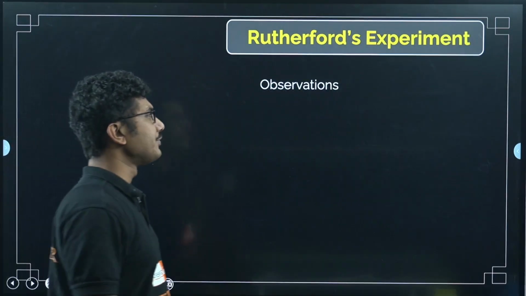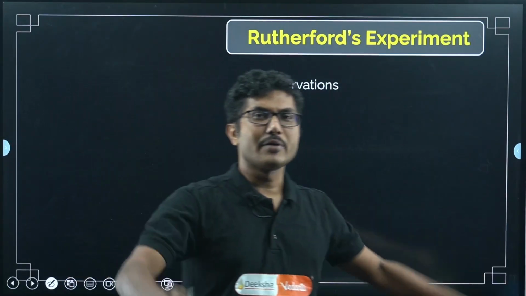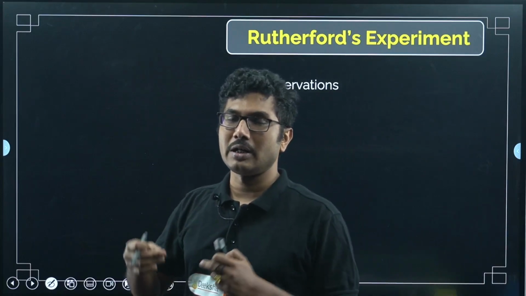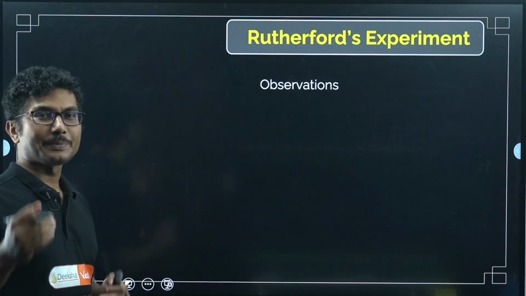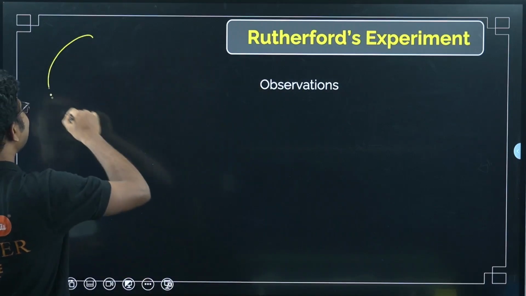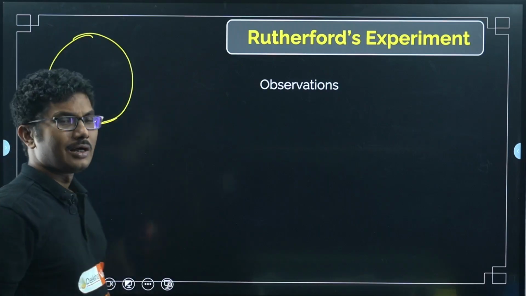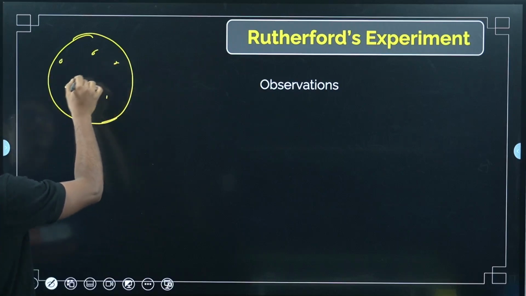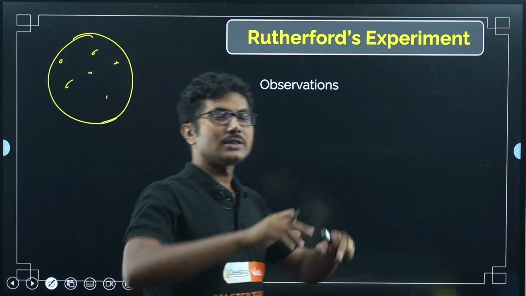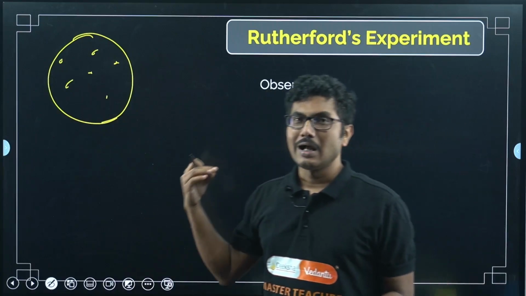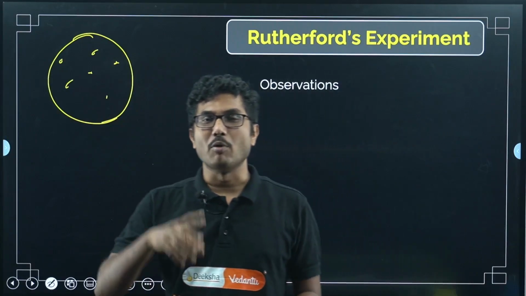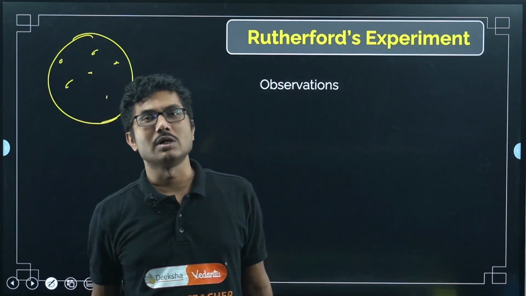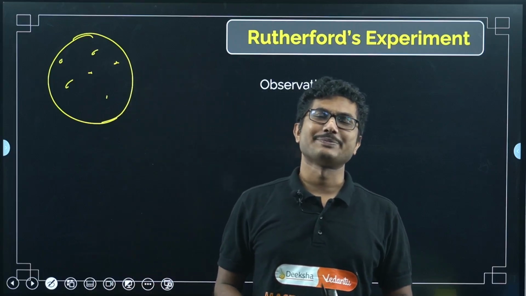Now, what are all the observations? First of all, what are we expecting from this experiment? Let us get the goal straight. If the plum pudding model is correct, then what can we expect? The plum pudding model says the atom is a solid thing with electrons scattered around it, so it is like a solid wall. Imagine you are throwing tennis balls towards a wall. What do you expect?